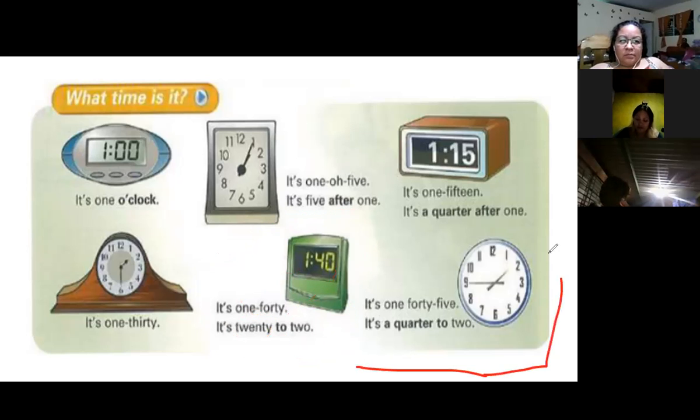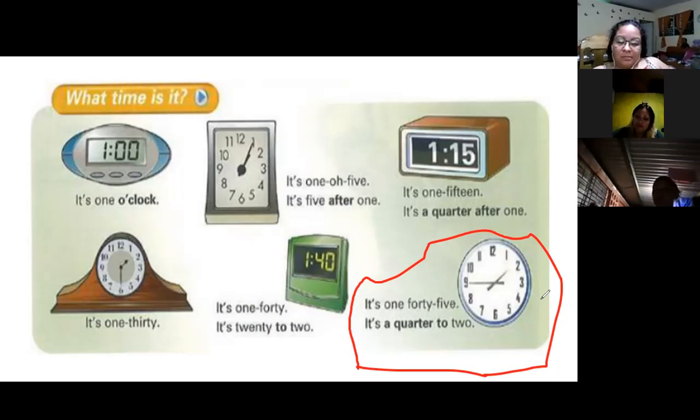Tenemos acá el siguiente. It's 1:45, es decir, es la 1:45, ¿verdad? 1:45 es la forma básica de decir la hora. Pero si yo lo quiero decir un poquito más profesional, usted va a decir que faltan 15 minutos para las 2. ¿Y qué palabra utilizábamos cuando decíamos 15? Decíamos a quarter. Entonces decimos it's a quarter to 2. Y ahí vemos el ejemplo.